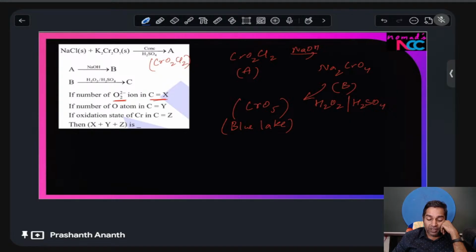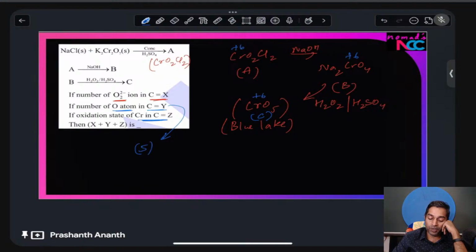So we are going to be having oxidation state of chromium in C. That is the easiest. It is going to be +6. So this is compound C. Oxidation state of chromium is +6 here, +6 here, and +6 here also. Number of oxygen atoms in compound C is Y. This works out as 5, so Y is going to be equal to 5. Oxidation state of chromium in compound C is going to be Z. So Z is going to be 6.